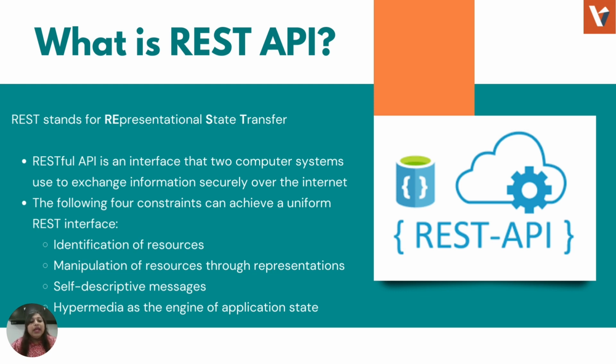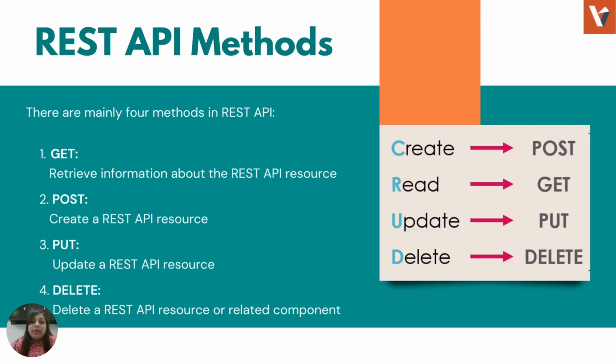Second constraint will be manipulation of resource through some representation. Third constraint will be self-descriptive messages. And the fourth one will be hypermedia as the engine of application state. Hope you understood that. Now moving further to REST API methods.